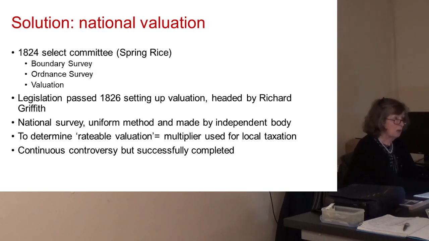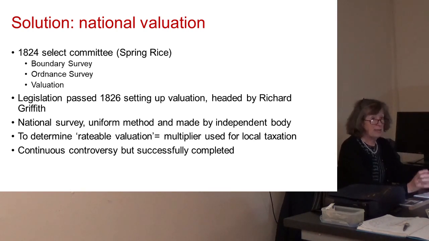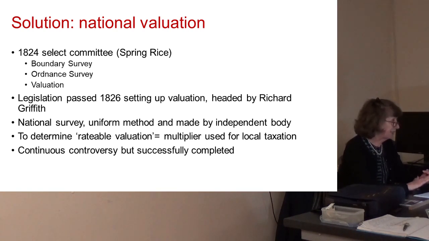So the solution to all of this was a national valuation. And in 1824, there was a select committee that became known as the Spring Rice Committee, after Spring Rice, a Kerry landlord who was chairman of this committee. He later became Lord Mount Eagle. Out of this committee, three bodies were set up: the Boundary Survey that established the boundaries, the Ordnance Survey who made maps, and the valuation. And those three bodies still exist today.